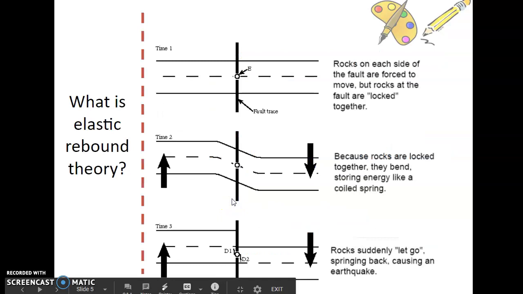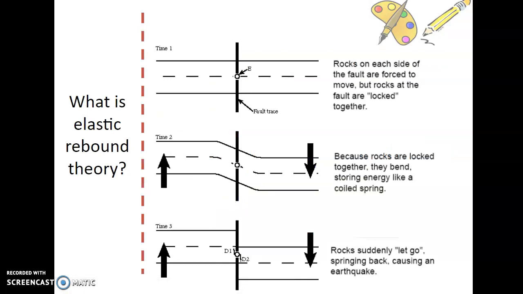So there's this thing called elastic rebound theory. Elastic rebound theory describes the motion that the plate tectonics undergo when an earthquake occurs. So what you can see in this diagram on the left, you're looking at just a normal street. At the beginning of an earthquake, rocks on each side of the fault are forced to move, but the rocks are locked together. So you see this would be your fault line, and these would be the rocks that are moving. Because the rocks are locked together, they bend and they store energy like a coiled spring.